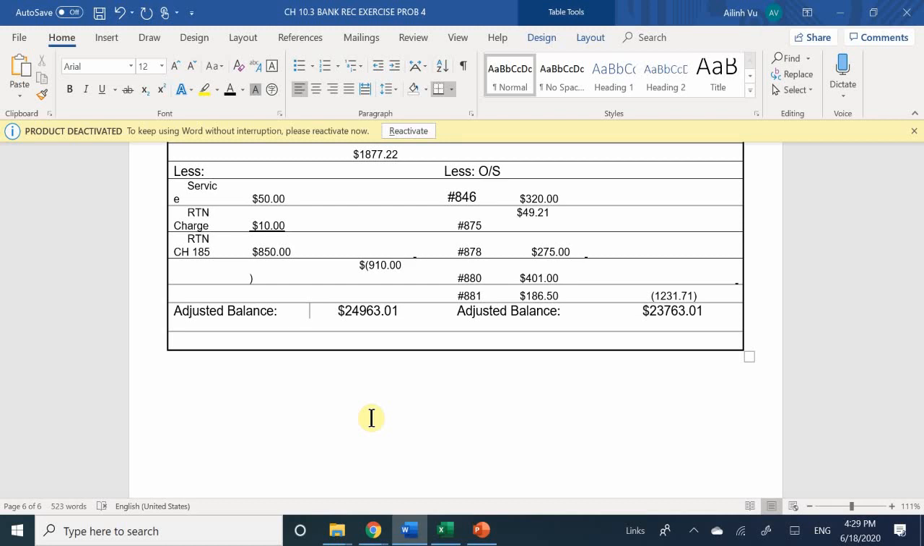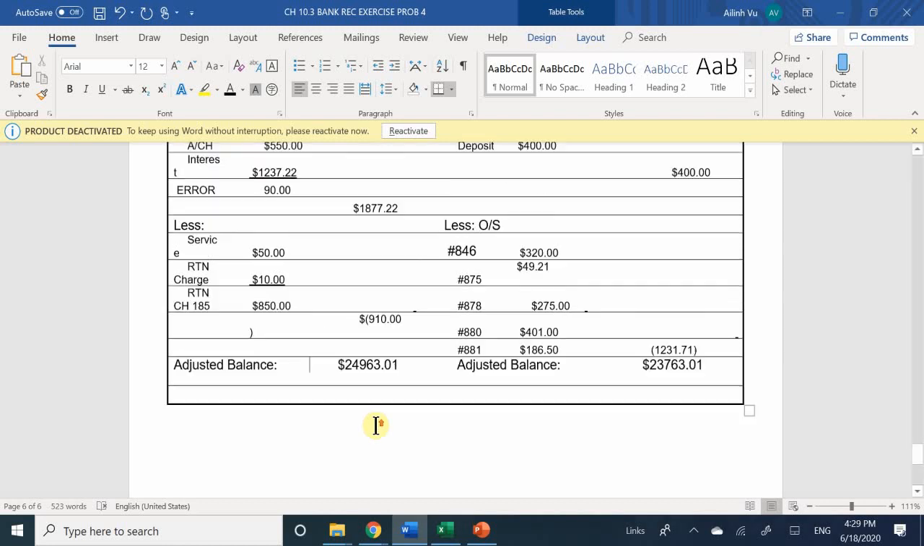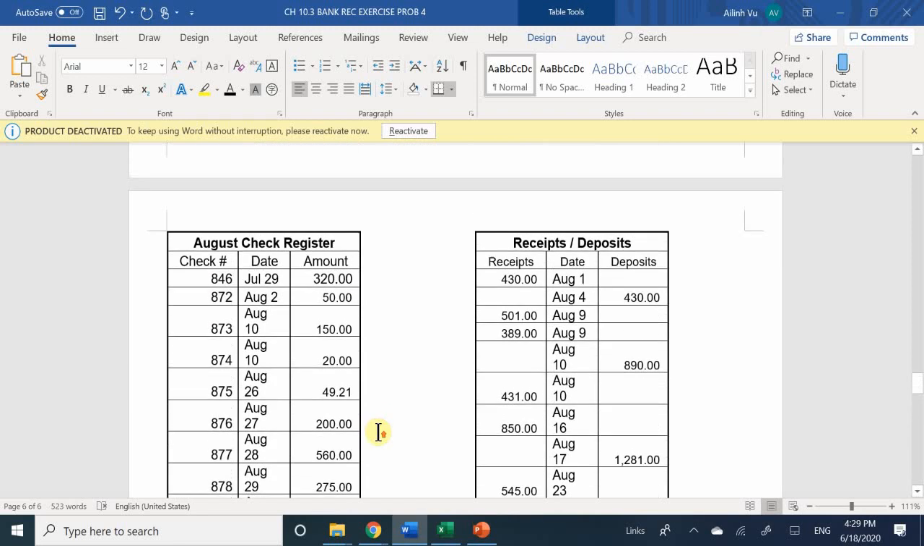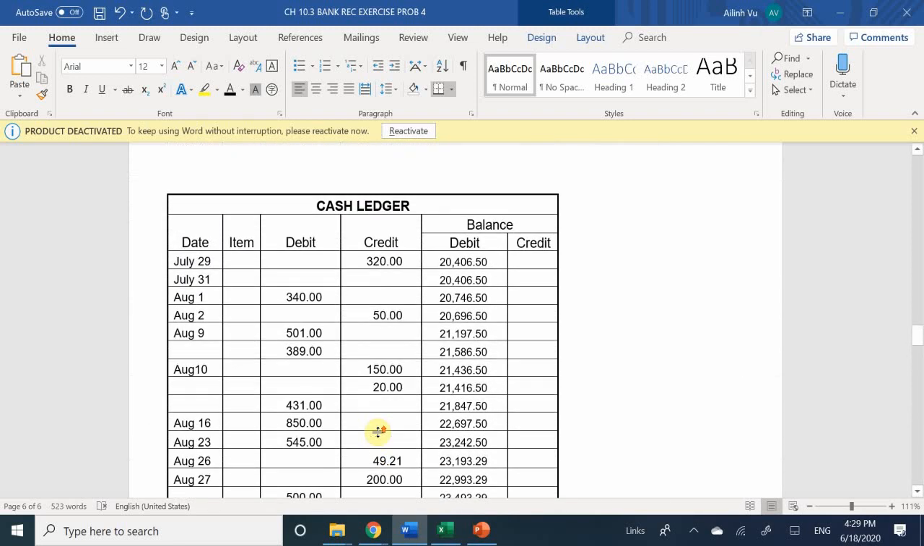Now, they still don't match because we're still off by how much? 1,020. Okay, so we need to find that $1,020. So now let's go ahead and finish where we left off. Here we are validating our check register. We solved it right here that we had the error here, so I'm going to highlight this one saying this is my error right here.